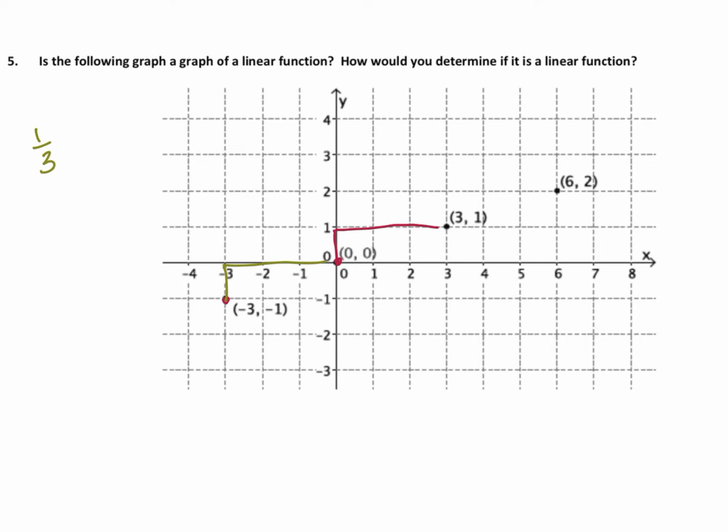Then between that point and the next, we also go up 1 and over 3. So far they are the same. And then for these two, it is also up 1 and over 3. So how would we determine if it's linear?